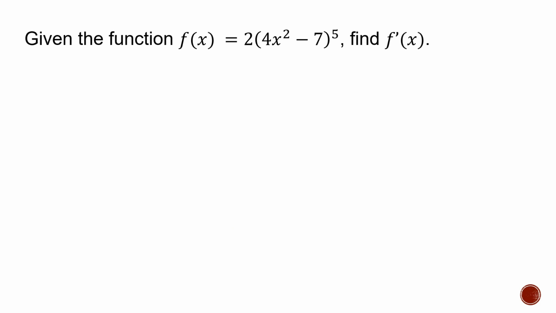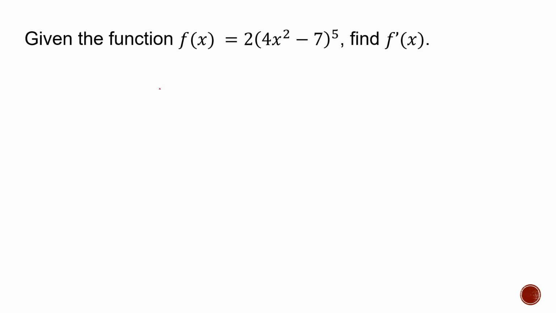Alright, so we have this function: 2 times (4x squared minus 7) raised to 5. Let me just start with this. In this function, there are two parts that are very important for you to recognize. The whole thing, we call that the outside. We are treating that 4x squared minus 7 as a single variable. So imagine that's a variable. And then we have the inner. The inner is the 4x squared minus 7x.